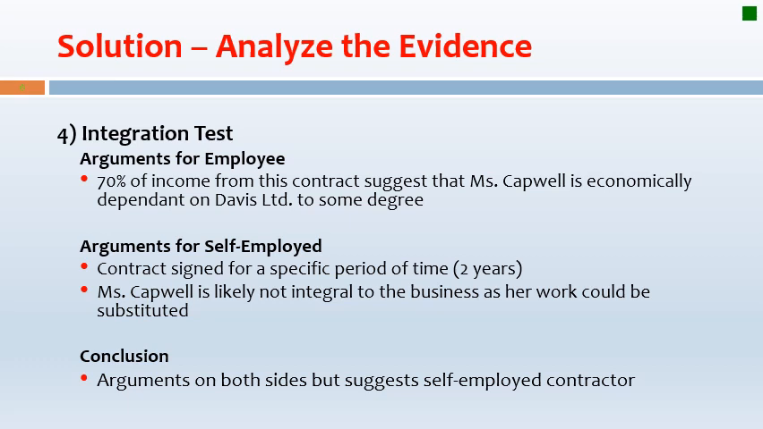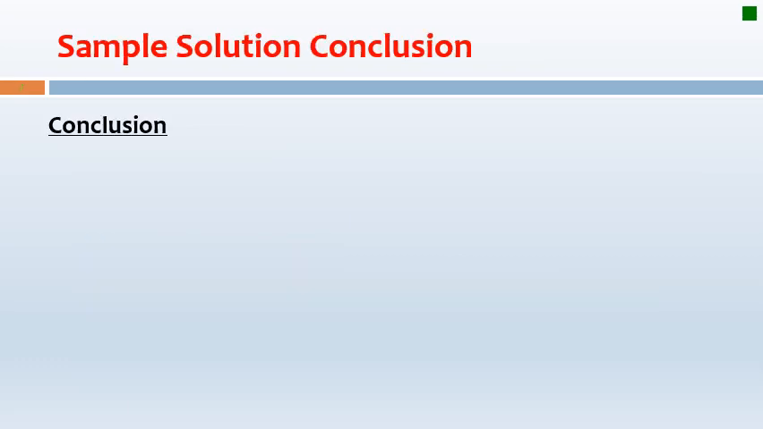As far as a conclusion goes here, I think there's slightly stronger evidence for the self-employed contractor status, so I would side with that. So in problems such as this, it's extremely important to provide a strong conclusion, indicating whether you think this individual is more likely an employee or a self-employed independent contractor.